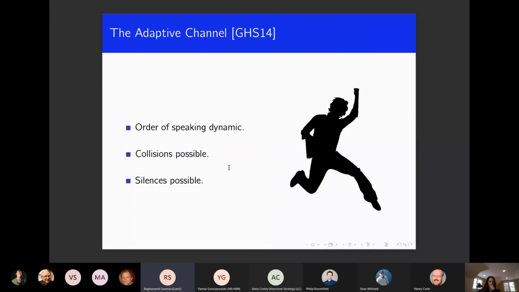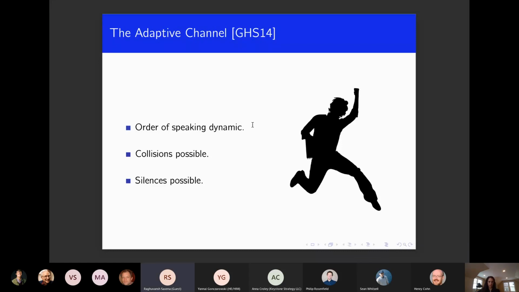So here is the adaptive model. This was defined in GHS 14. And the most important feature of the adaptive model is that the order of speaking is dynamic. This means that there are T rounds. For each round i in the protocol, Alice and Bob take their input. They take everything they received so far. They take all the knowledge they have, and they decide whether they want to speak or listen in this round.